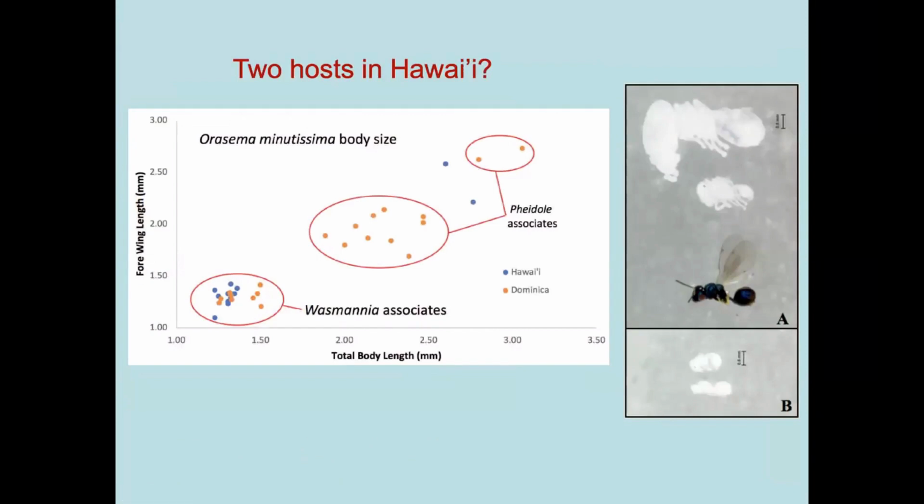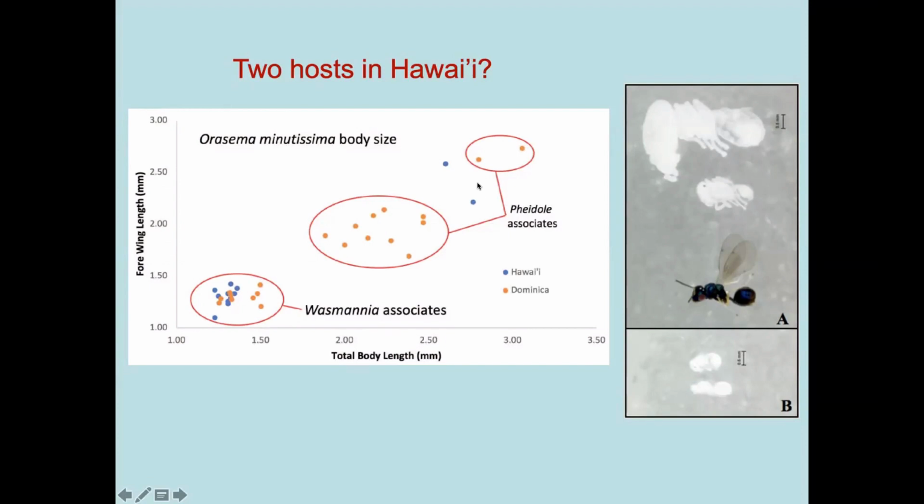So back to Hawaii. What's interesting is the orange are basically the three different size classes we get in Dominica and throughout the Caribbean, where we get the Wasmannia-associated species here, and then the assumed Pheidole associates here. When we measured the Hawaii specimens, we ended up with our Wasmannia associates as we expected, but also, thanks to Bill's search efforts, we managed to find a couple of larger forms up over in here, which aren't as large as our Pheidole associates.